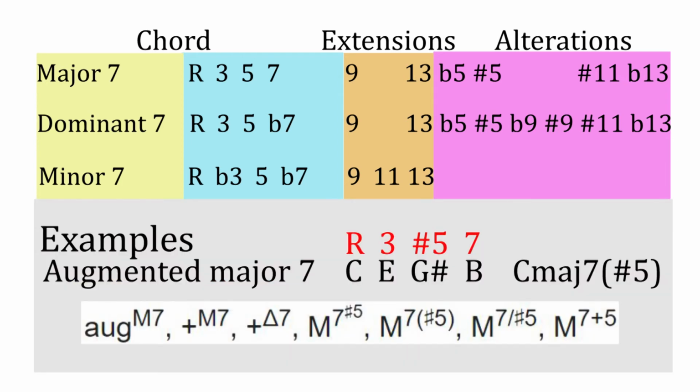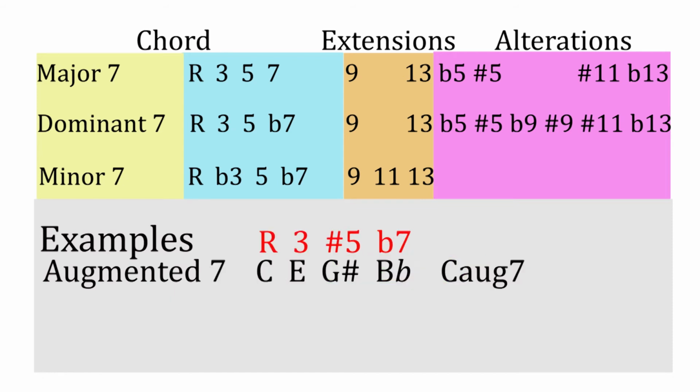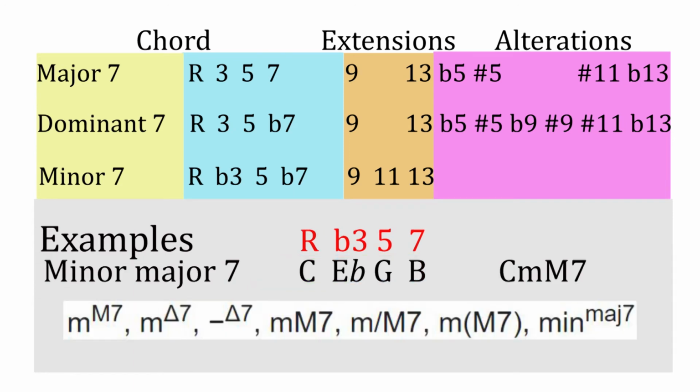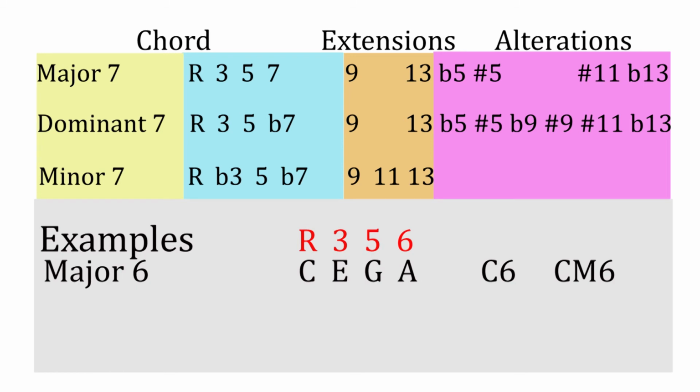The augmented major 7th chord consists of an augmented triad with a major 7th. So the C augmented major 7th chord has the notes C, E, G sharp, which is the augmented triad, and the major 7th note B. The augmented 7th chord, which is different from the augmented major 7th chord, consists of an augmented triad with a minor 7th note. The minor major 7th chord consists of a minor triad with a major 7th note. The major 6th chord consists of a major triad with a 6th note.